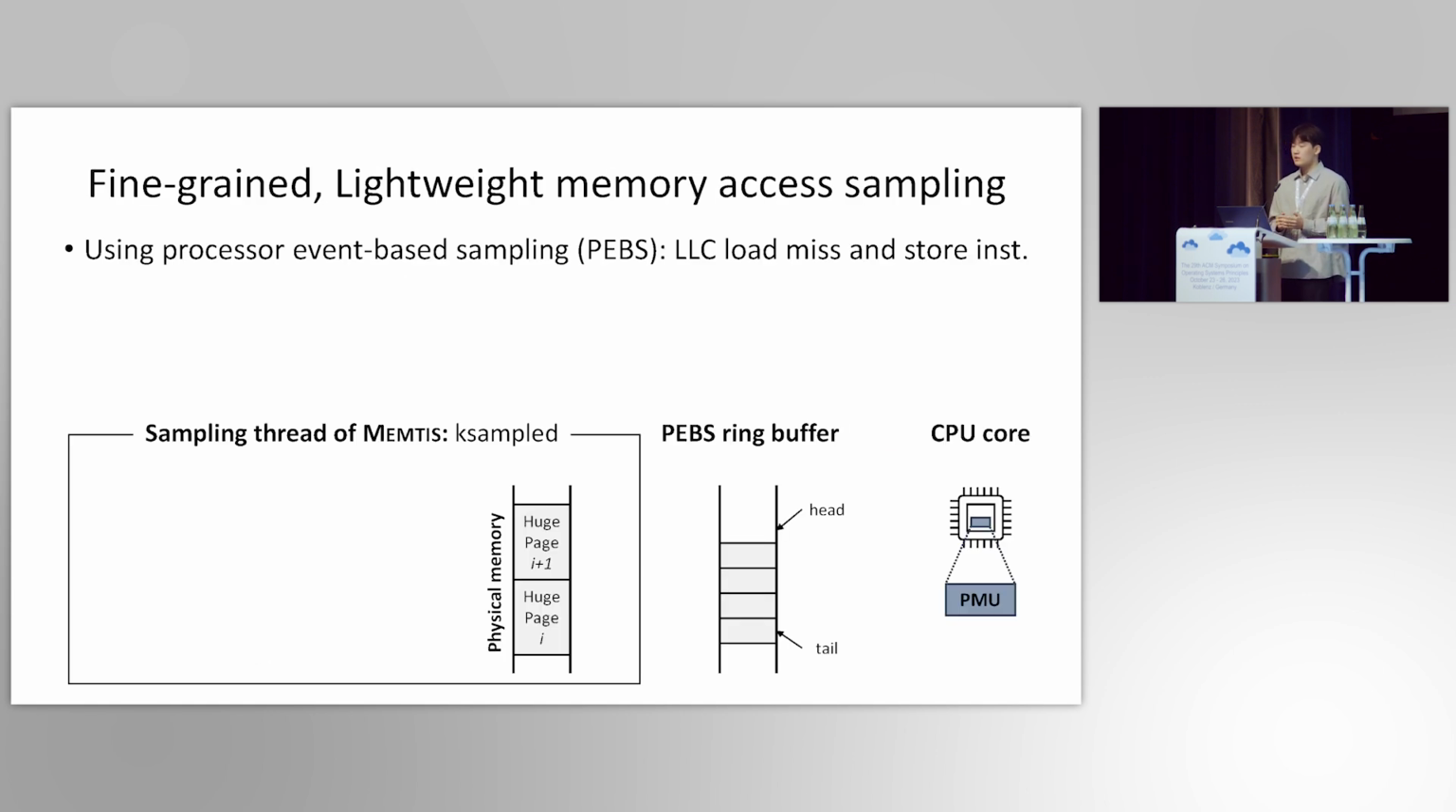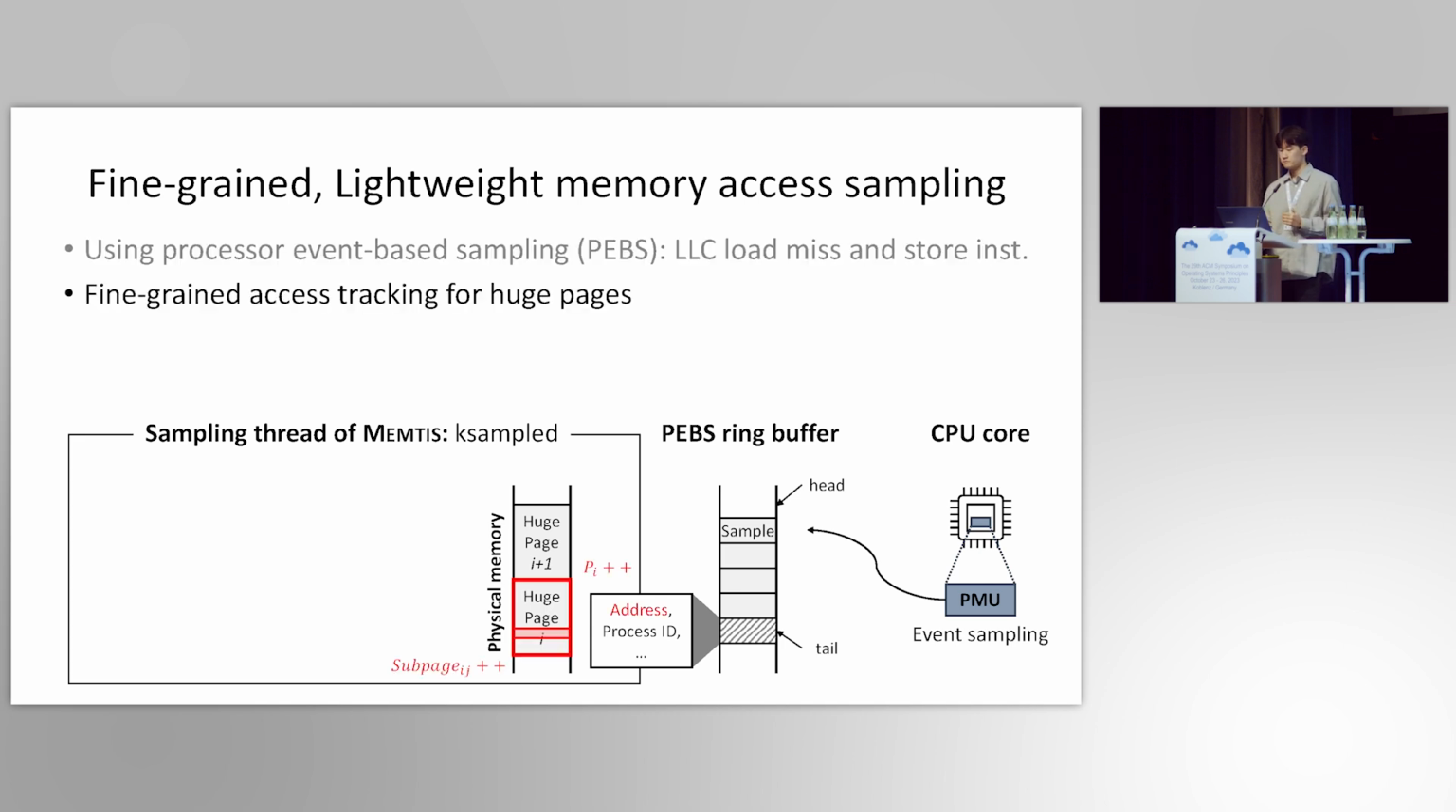MEMTIS uses PEBS and samples two types of events, last-level cache load misses and store instructions. We initially set the sampling interval to once every 200 for load misses and 100,000 for store instructions. Sampled events are recorded in a fast buffer, and each sample contains the exact memory address where the corresponding event happens. Our sampling thread, called ksampled, reads this buffer and handles a sample.